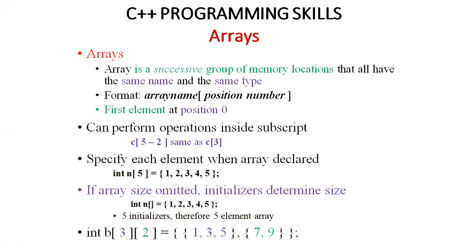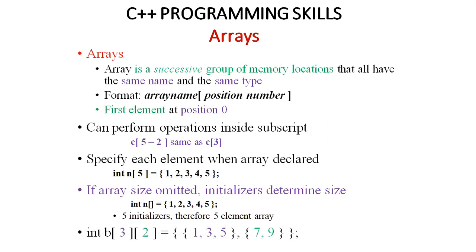What is an array? An array is a successive group of memory locations that all have the same name and the same type. This is the format of how to write it. You have to write the array name and then inside you have to put the position number. The first element is at position 0 all the time.